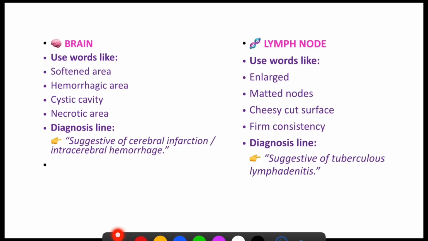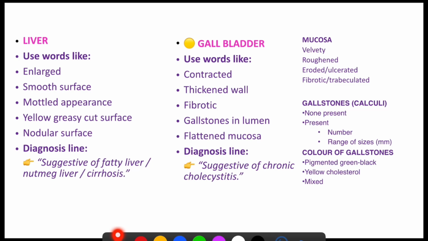Now, for the brain, use words like whether softened area or hemorrhagic area present, cavitary lesion, necrotic area, etc. Whenever you find cerebral infarction or intracerebral hemorrhage, you have to use words according to this diagnosis. Now, for the lymph node, whether it is enlarged, matted or having cheesy cut surface or firm in consistency. These are the words related to tuberculous lymphadenitis.